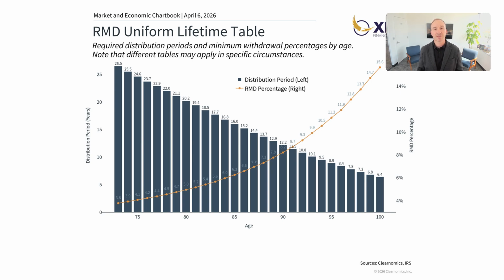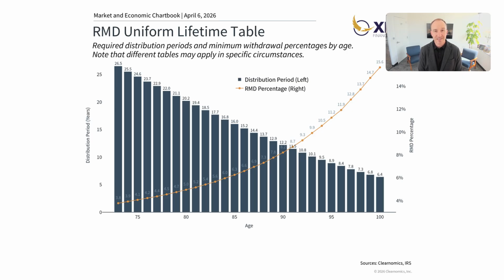And essentially what that works out to on a percent basis is that the first year of your required minimum distribution, you have to withdraw roughly 3.8%. So on $1 million, you have to withdraw $38,000. And then that increases over time to age 100, and you have to withdraw 15.6% of the value of your IRA.